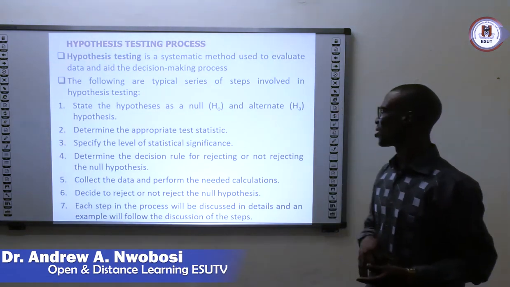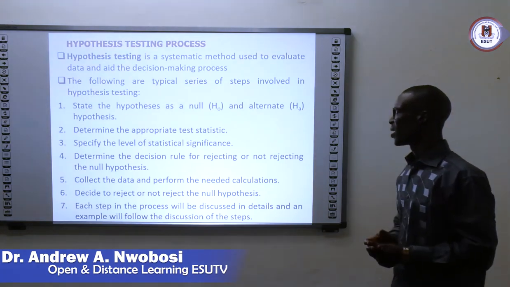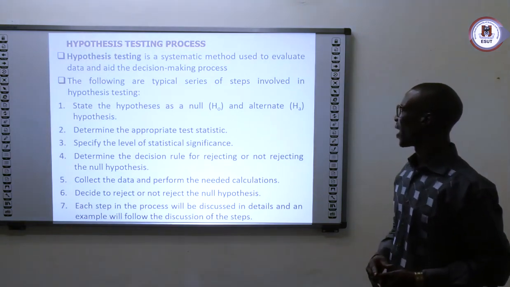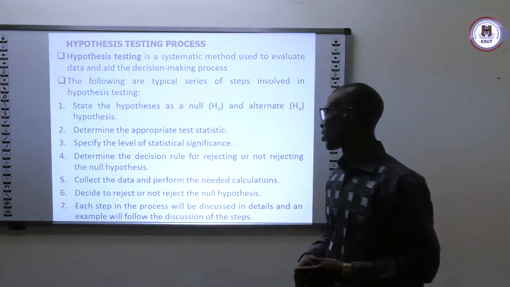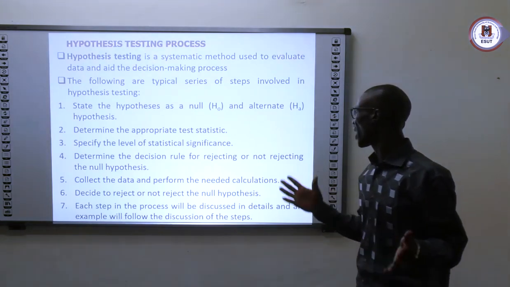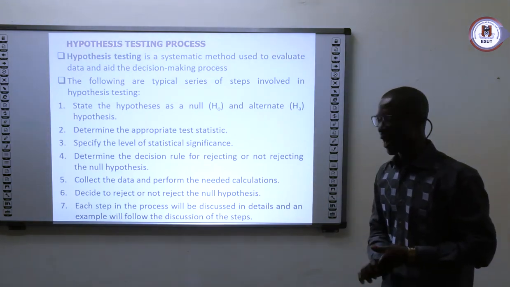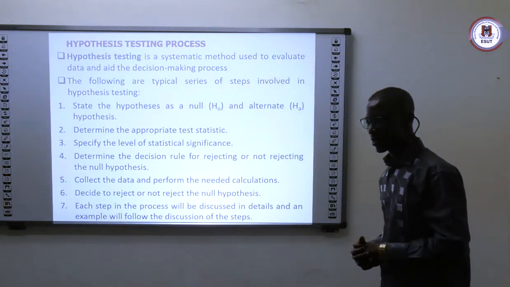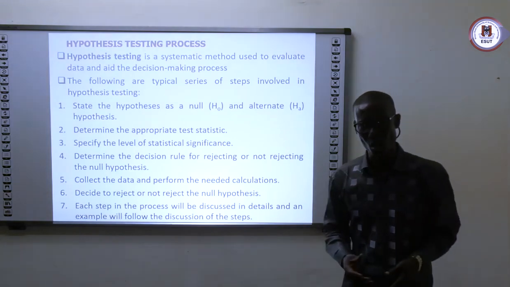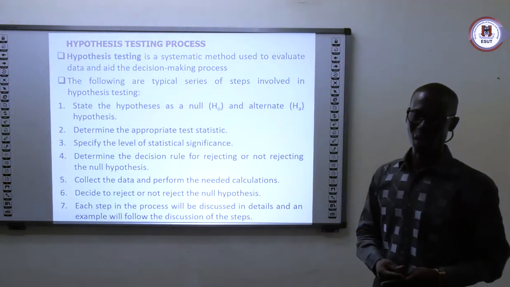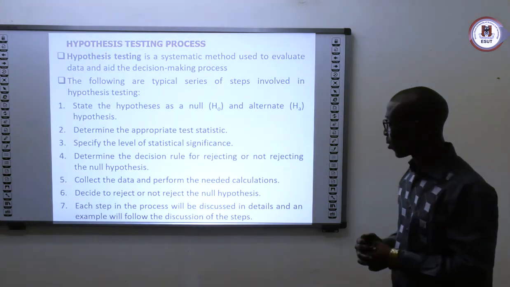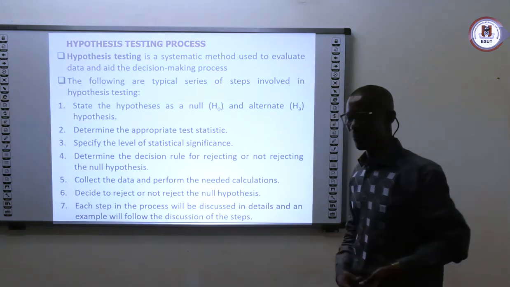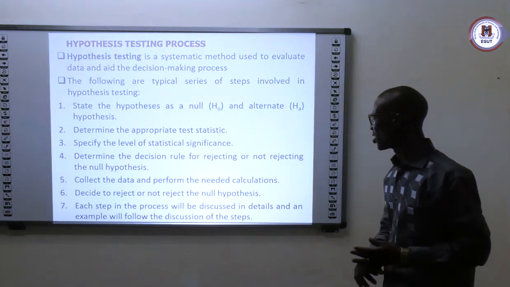We start with hypothesis testing. What is hypothesis testing? Hypothesis testing is a systematic method used to evaluate data, and it aids in the decision-making process. So the following are typical steps that are involved in hypothesis testing. The first step is to state the hypothesis in the null form. Some people like to state both the null and the alternative, but conveniently and in statistical form, it is better once you state the null, the inverse implies. So the first step is to state the null hypothesis.